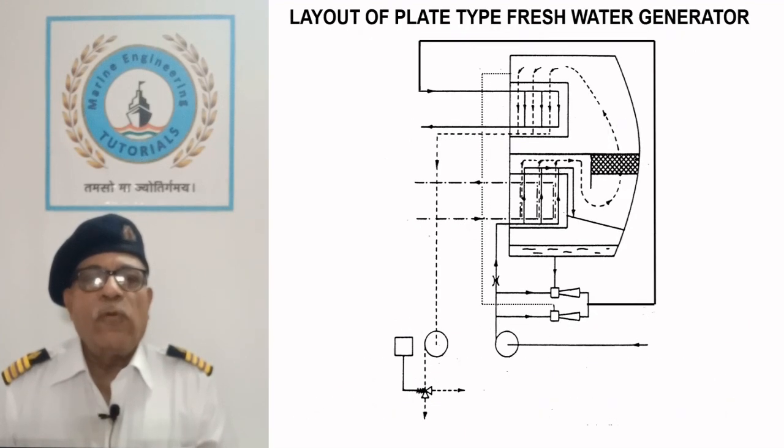Layout of plate type freshwater generator. The sketch shows a plate type freshwater generator which provides a compact arrangement with ease of maintenance in comparison to shell and tube type evaporators. Although this type of freshwater generator is costly due to use of titanium plates and stainless steel housing, it is gaining popularity over the shell and tube type evaporators.